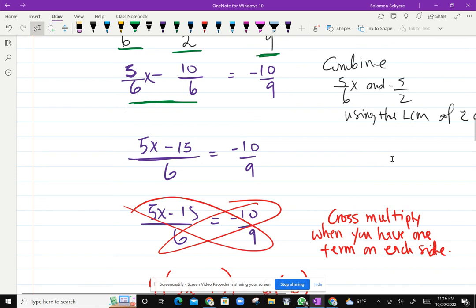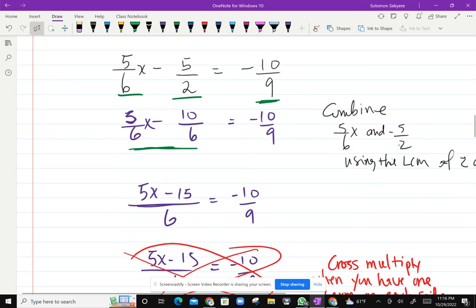What's the LCM of 2 and 6? It's not 12. We want the least common denominator, so do not multiply 2 and 6 to get 12. The LCM of 2 and 6 is 6. So now this is already 6, so we change this to be 6. How do we change 2 to 6? We multiply it by 3, right?